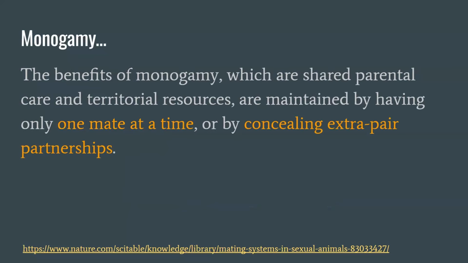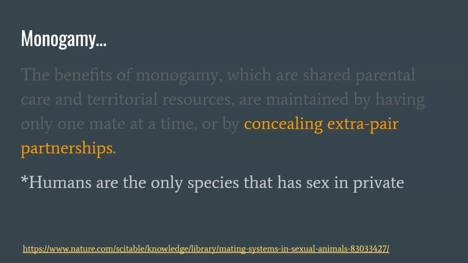So the benefits of monogamy, which are shared parental care and territorial resources, are maintained by either having only one mate at a time and serial monogamy, or by concealing extra pair partnerships. Then you can have lifelong pair bonding, and you can have good variety in genetics in your offspring at the same time. And I could make a joke, but I won't.